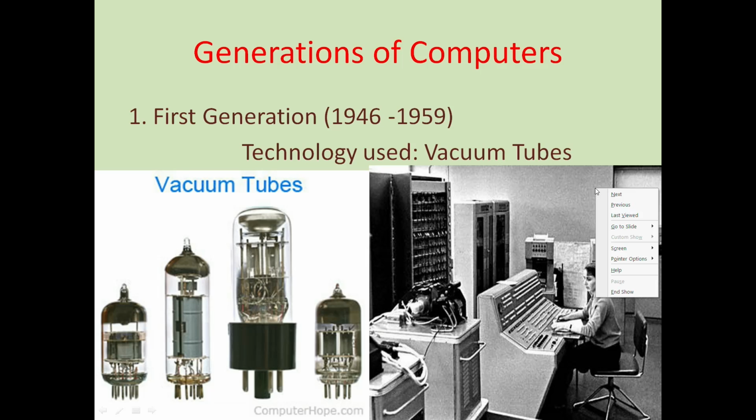Now here we see the input was given through punch cards and the output was displayed on printouts. The first generation computers relied on machine language, that is the lowest form of programming language understood by the computer. UNIVAC and ENIAC are the two examples of first generation computers.